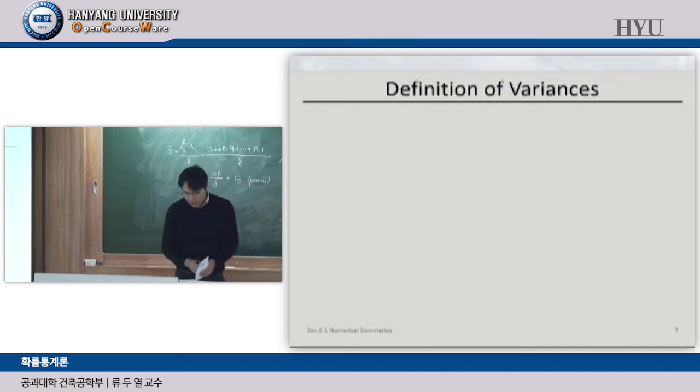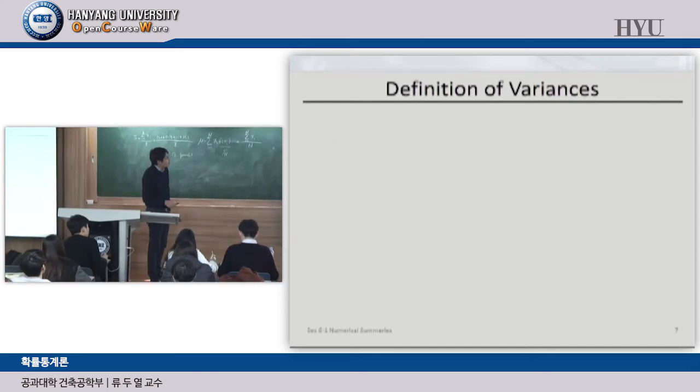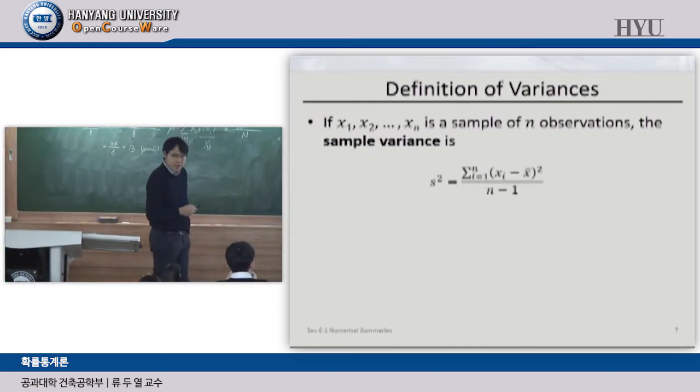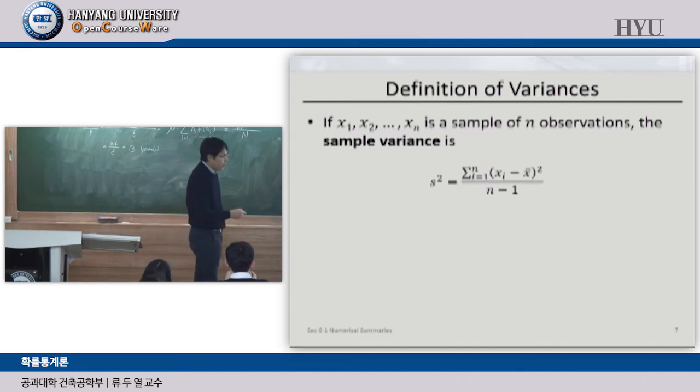And now, we are going to learn about the definition of the variances. If x1, x2, up to xn is a sample of n observations, the sample variance is given by the following equation. That is s squared, the sample variance, equal to the summation of i from 1 to small n, xi minus the sample mean x bar, squared, over n minus 1. So this is the definition of the sample variance.